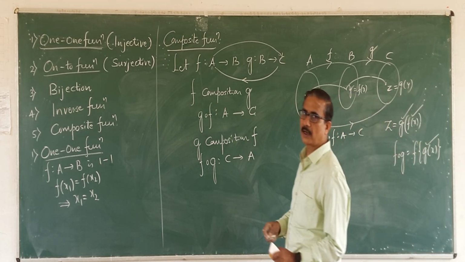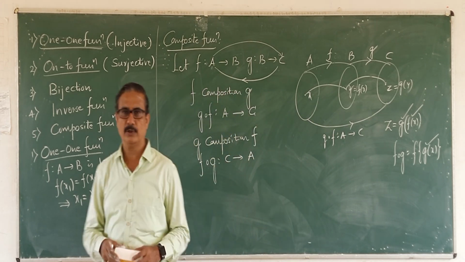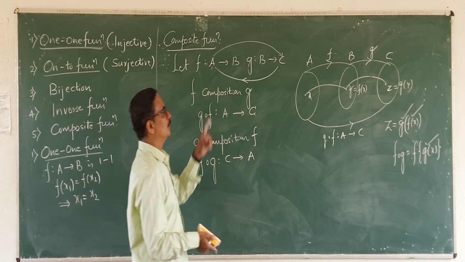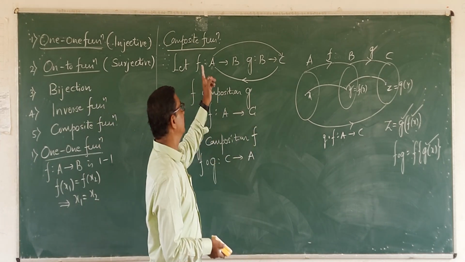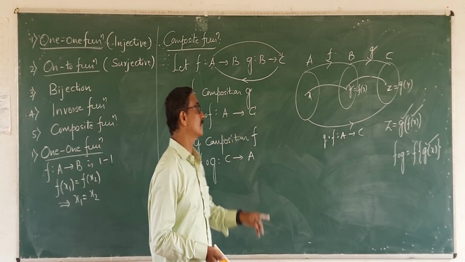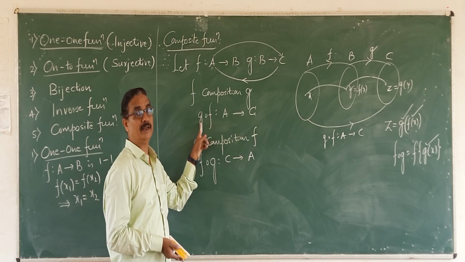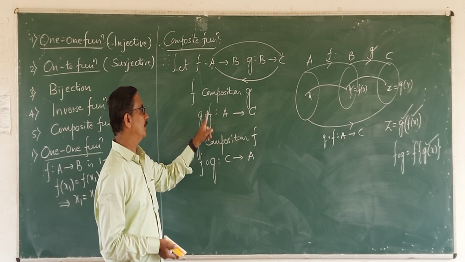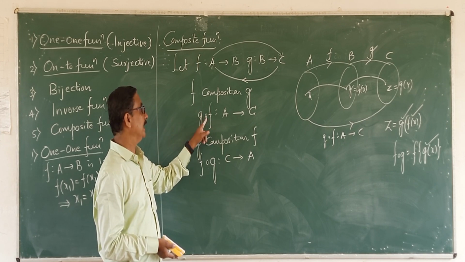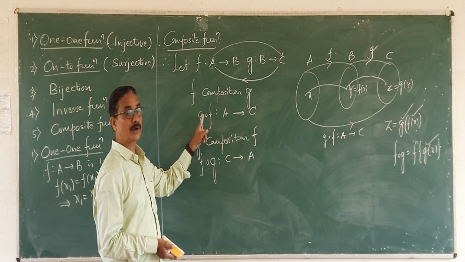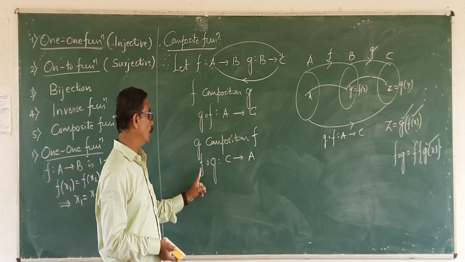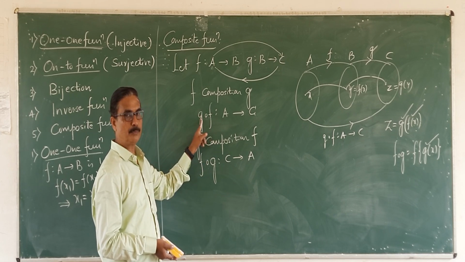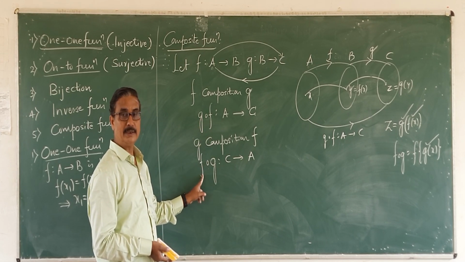So, define composite function. If F is a function from A to B and G is a function from B to C, two functions, then the function from A to C is called F composition G. Read it as F composition G. Why do we write it like this? First you have to operate by the function F, then operate by G. Read it as F composition G. Don't read it as G o F or F o G. This is F composition G, and that is G composition F.